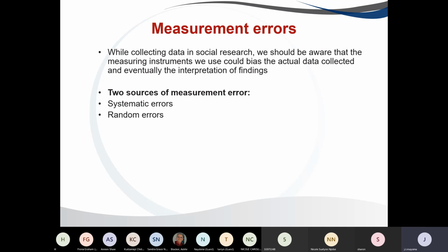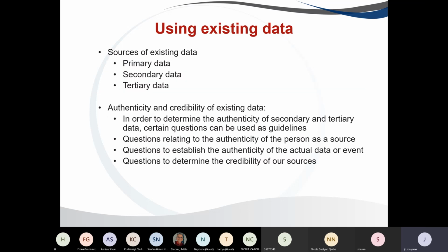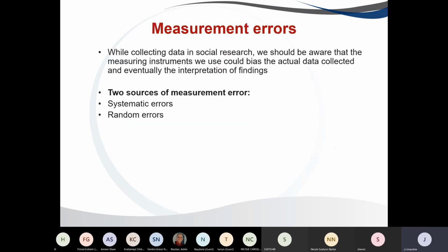And then we said that, as with everything else that humans do, we are prone to make errors and mistakes, and research is no different. So the social science researchers really need to take into account two types of measurement errors. One, we said, was systematic errors, and the other one was random errors.